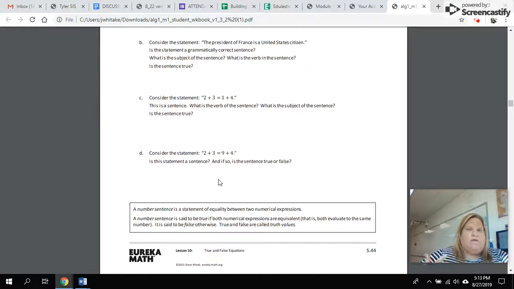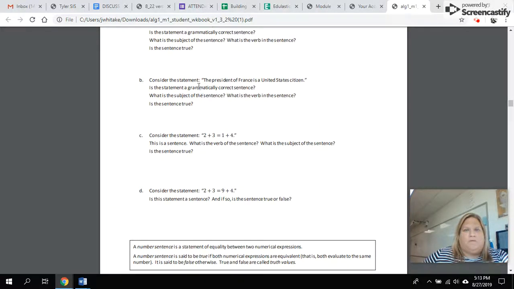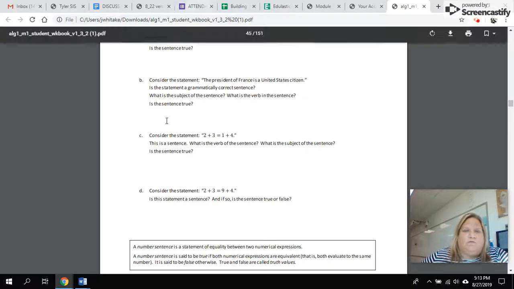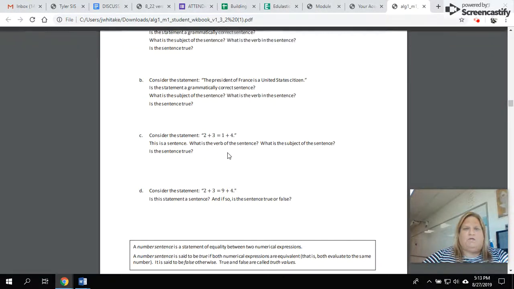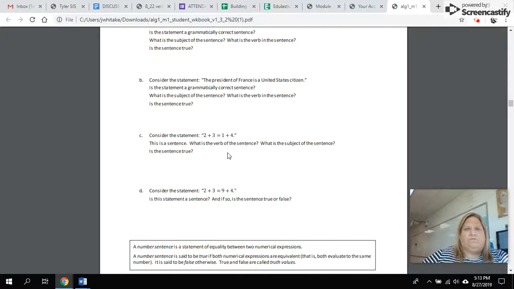So even though a sentence can be, just like we set up here, grammatically correct, it can still be false, just like in the number statement. Yes, we have a number sentence that has everything it's supposed to have, but in the end it can be false. Not every statement that's written grammatically, whether it's in English or in numbers, is always true. So we're going to look through that.